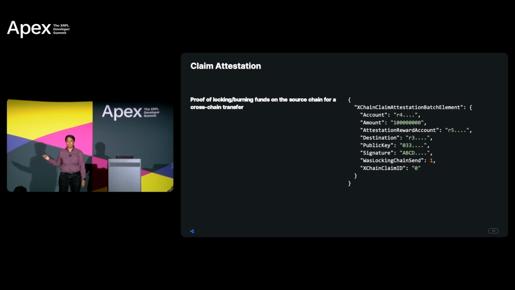So it's got the account that did the committing, the amount that was committed, the attestation reward account, basically what account deserves this witness's share of the signature reward fees, the destination account, which, as I mentioned earlier, was optional. The public key and signature is the actual signature, of course. And was locking chain send is essentially just a Boolean that's telling you which direction this transfer is happening in. Was it sent from the locking chain? And then the exchange claim ID, of course.